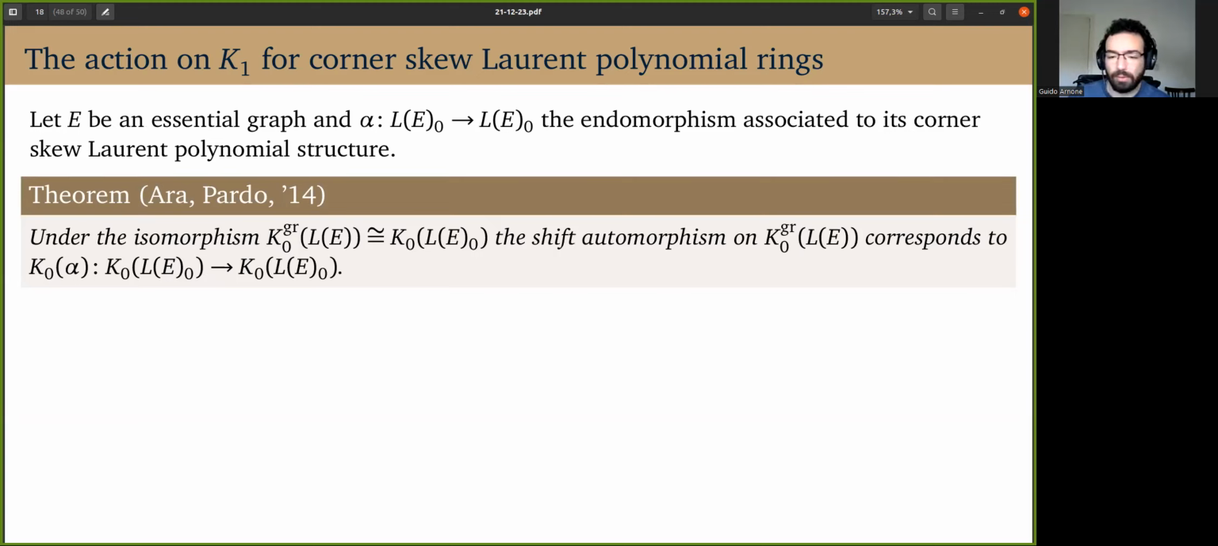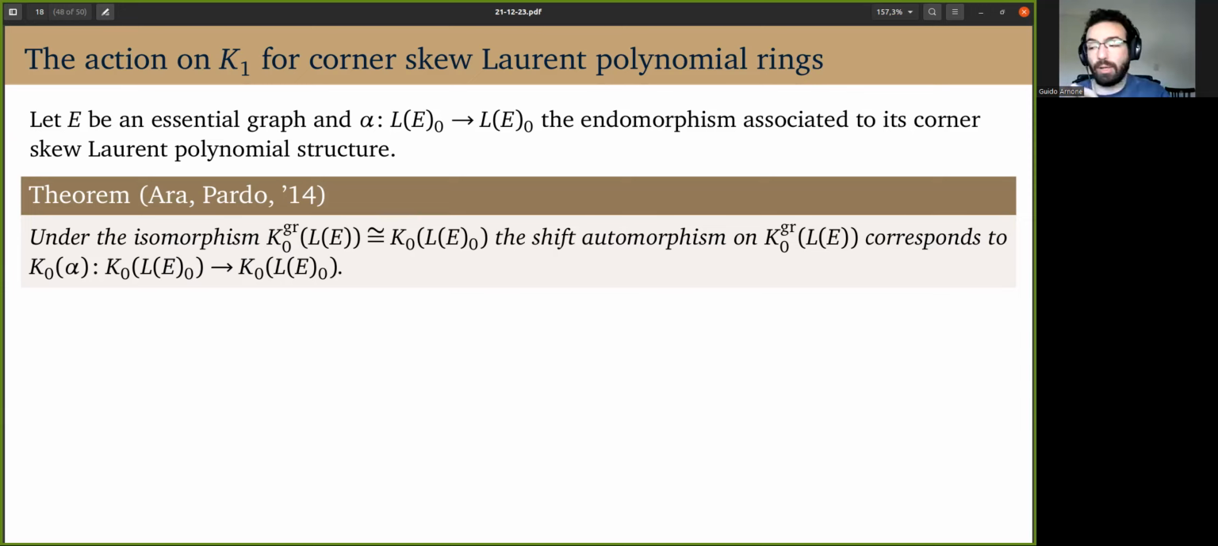And in fact, this is not a generalization, but this is analogous to an existing statement due to Ara and Pardo, which says we can characterize the action on the graded Grothendieck group. So if we care about the same problem, we have the graded Grothendieck group of L(E).